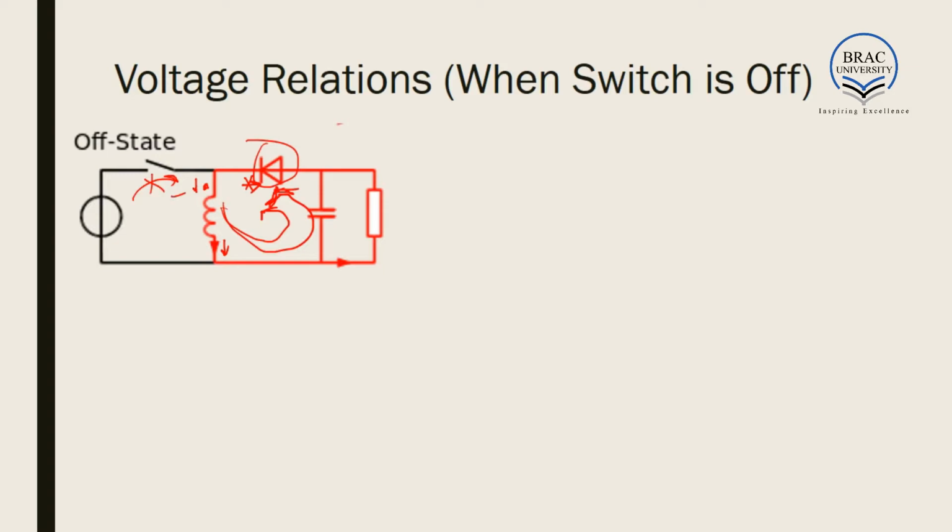So we apply KVL in this direction. Similarly, we denote VL. V output we get by applying KVL, VL minus V output is equal to 0, or VL is equal to V output. We put it equation number 2.